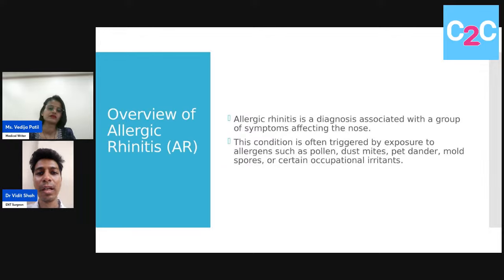So overview of allergic rhinitis. What exactly is allergic rhinitis? Allergic rhinitis is a diagnosis associated with a group of symptoms affecting the nose. This condition is triggered by exposure to allergens such as pollen, dust mites, pet dander, mold spores, or certain occupational irritants. So basically, any patient who is having recurrent sneezing episodes leading to a lot of nasal congestion and stuffiness is what we're looking at here in the patient profile. Can we have the next slide, please?